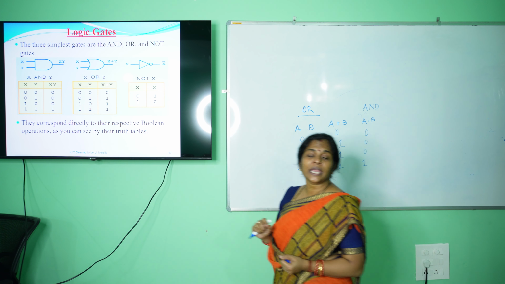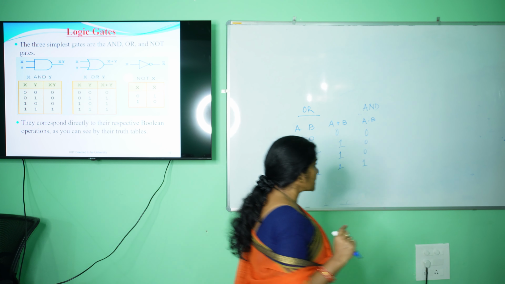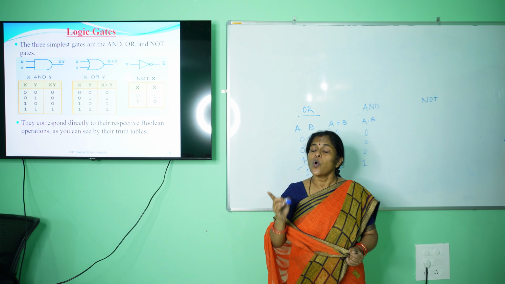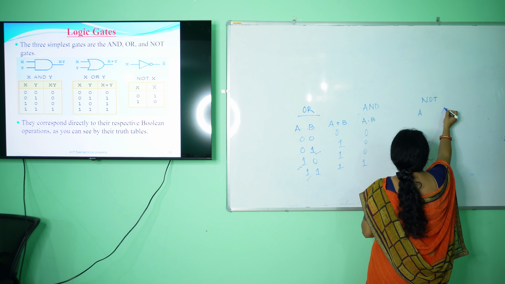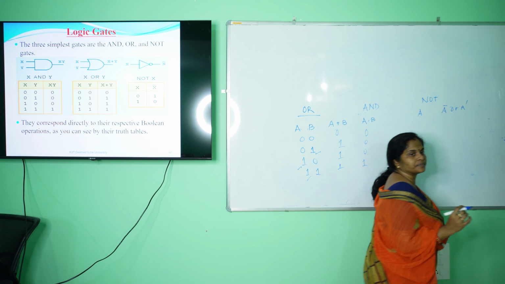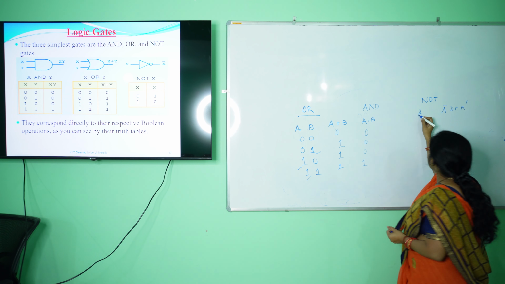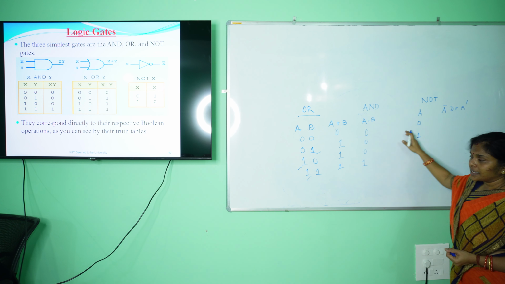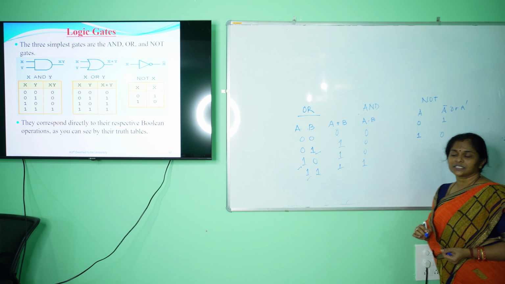These two gates, OR gate and AND gate, have 2 inputs with 1 output. But another basic gate, the NOT gate, is a logic gate which has 1 input with 1 output, meaning it has only 1 variable. Suppose A, then it is denoted as A bar, or you can write A dash. Similarly, you can take X or X bar or X dash. That means the input may be either 0 or 1, and accordingly the complement of 0 is treated as 1 and the complement of 1 is treated as 0.